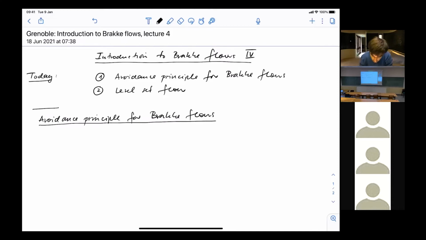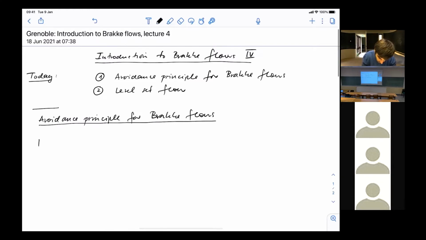So what we're talking about today, in the final lecture, is first I'll explain why we also have an avoidance principle for Brakke flows. There's a maximum principle. And then I'll relate it to a different notion of weak solutions to mean curvature flow, the level set flow. Now, first to the avoidance principle.